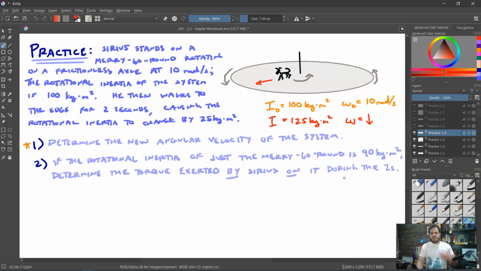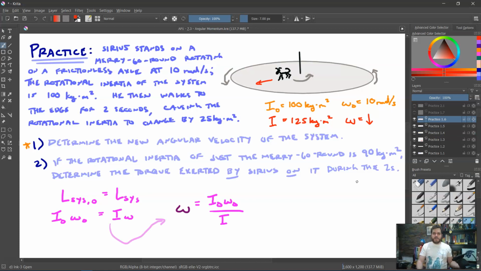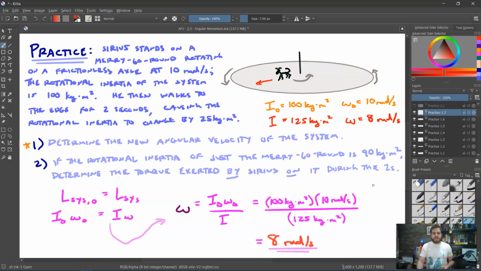Okay, so let's start trying to plug in some numbers. So I'm going to say, okay, we've got the angular momentum of the system initially is equal to the angular momentum of the system at the end. We're going to say, okay, I naught omega naught is equal to I omega. We're looking for the final angular velocity, so we're just going to divide both sides by the final rotational inertia. We're going to go and stick in some numbers, so 100 times 10 divided by 125 gives us an angular velocity of 8 radians per second, which does match what we predicted, that it would go down as he moves further away from the axis.